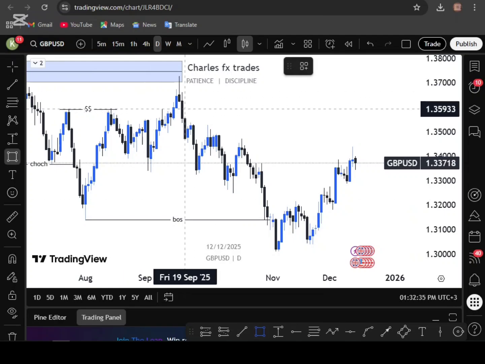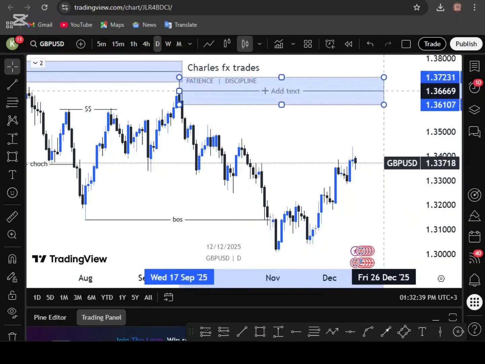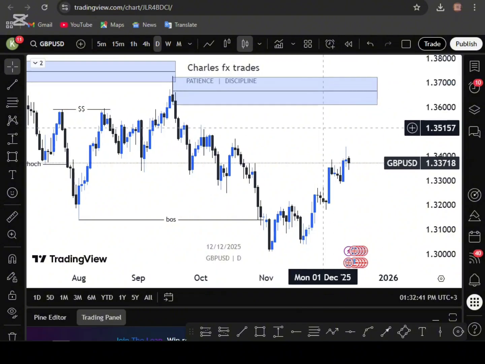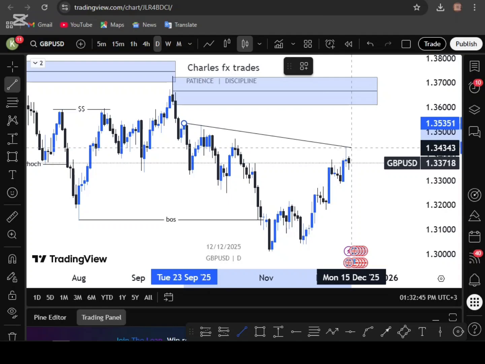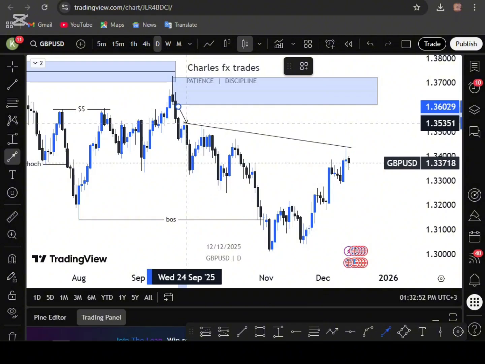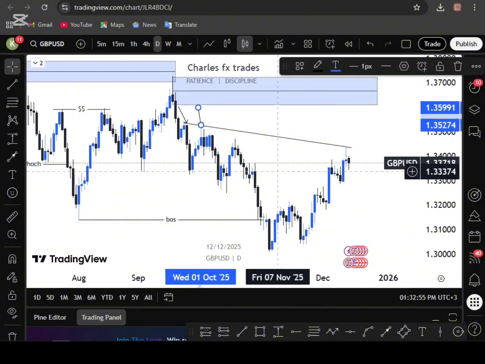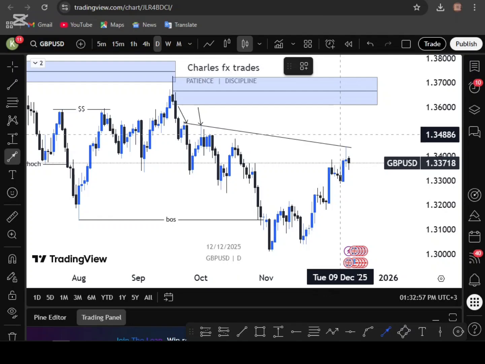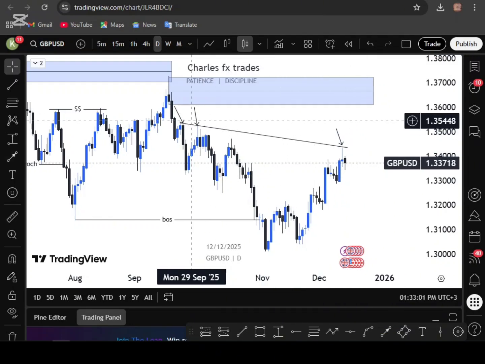This is a break of structure. It means we shall expect the market to come and react off this extreme zone. And on top of that, the market has given us a trend line, which is a trend line liquidity. You see that the market has reacted off. This was the first touch, second touch, and then this is the last touch where the market is.